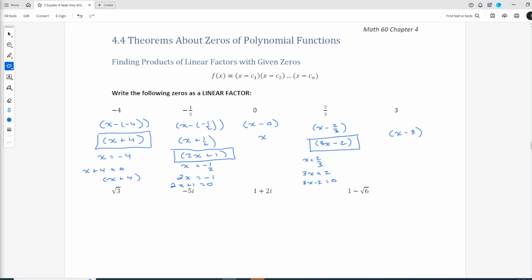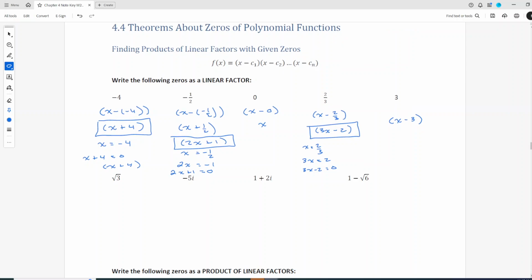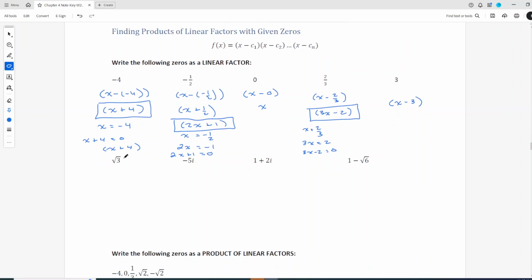And now we get to move on to the more complicated zeros, which we're going to transition into in this chapter. The next 4 zeros that I have are root 3, negative 5i, 1 plus 2i, and 1 minus root 6. And these are going to be what the next topic is, these irrational or imaginary zeros. But you do the process the same.